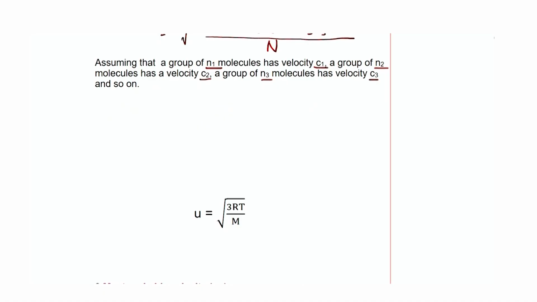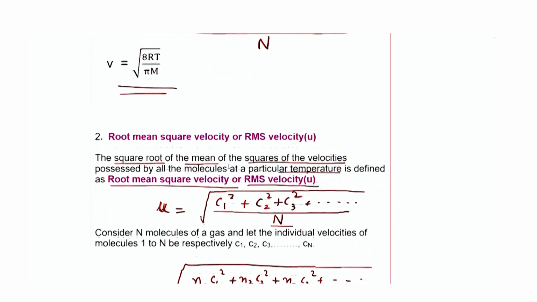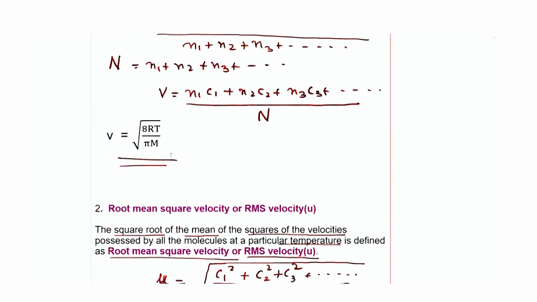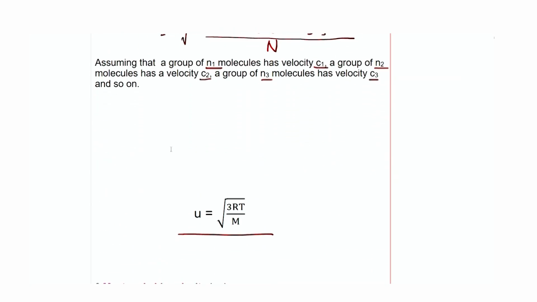Okay, this is root mean square velocities. Now, on solving the Maxwell-Boltzmann distribution law equation, it has been found that the root mean square velocity u is equal to the square root of 3RT by m. The other case, it was 8RT by pi m. Remember, v is equal to 8RT by pi m. In this case, it is 3RT by m. This is RMS velocity or root mean square velocity.